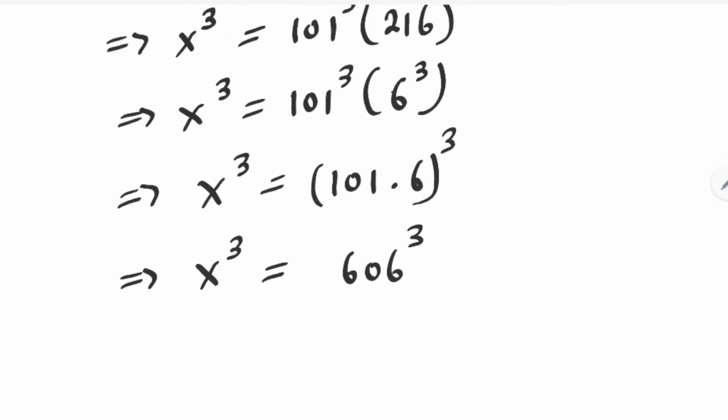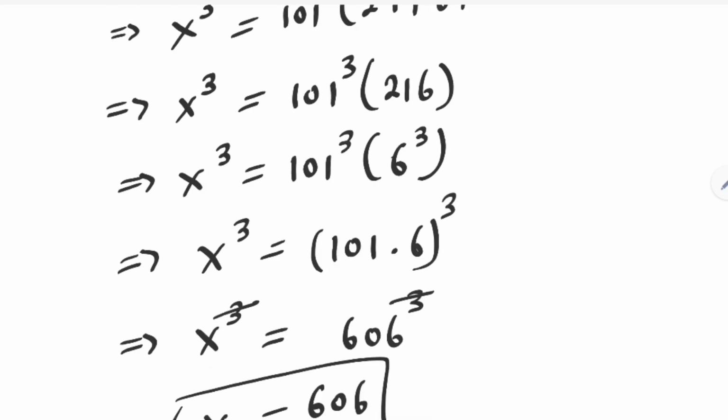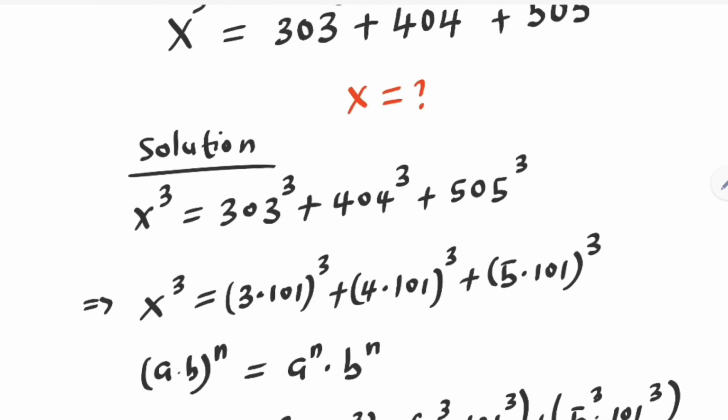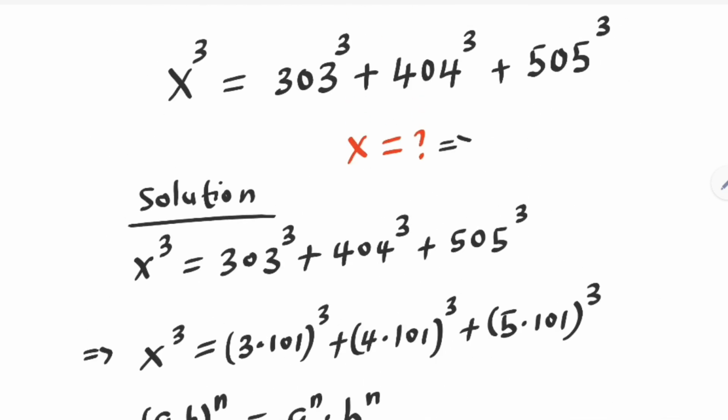And as you can see, we're looking for the value of x. This will cancel this. x is equal to 606. This is the final answer. Therefore, our answer here is x is equal to 606.